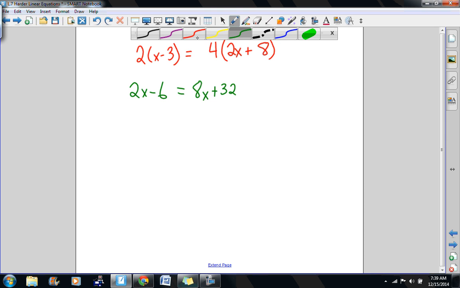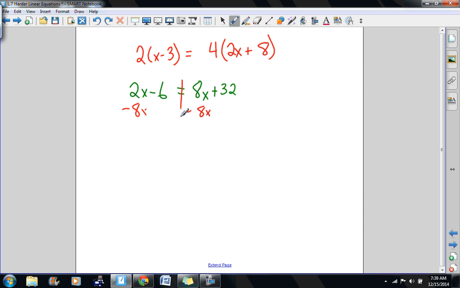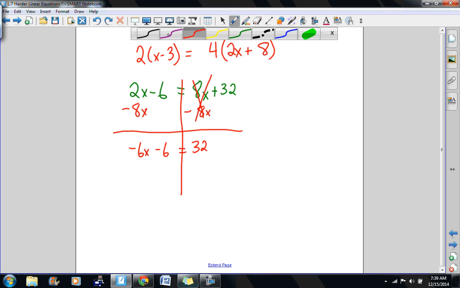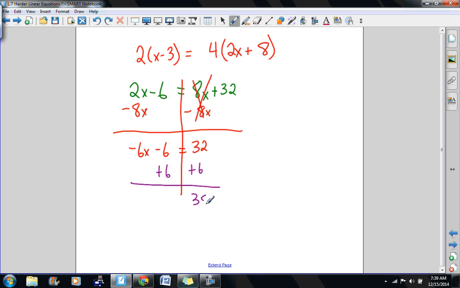Now, last time I moved the x's to the left. This time I'm going to move them to the right. So I'm going to go minus 8x on both sides of the equal sign. So I get negative 6x minus 6 is equal to 32. So now I'm going to add 6 to both sides. So I get 38 on this side, and I get negative 6x on that side.